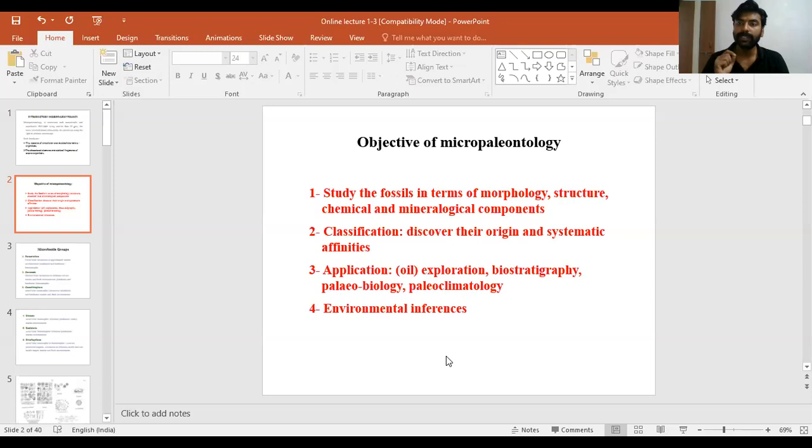Also, there is another way to understand the origin, that is through ontogeny recapitulates phylogeny. So what happens in ontogeny recapitulates phylogeny? Can anybody tell me? What do you mean by ontogeny recapitulates phylogeny?